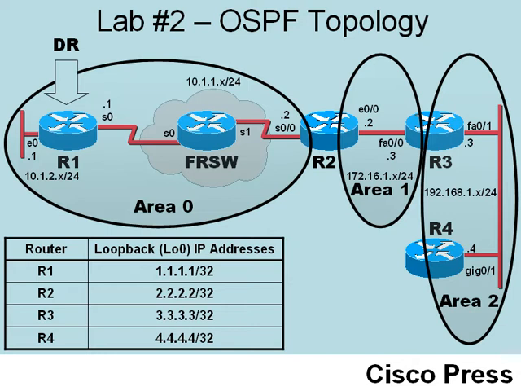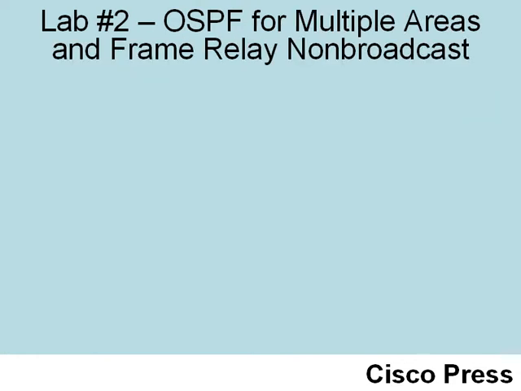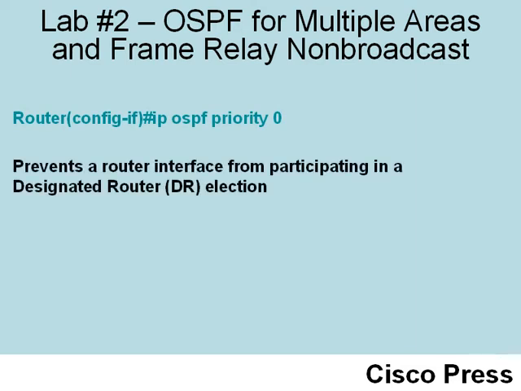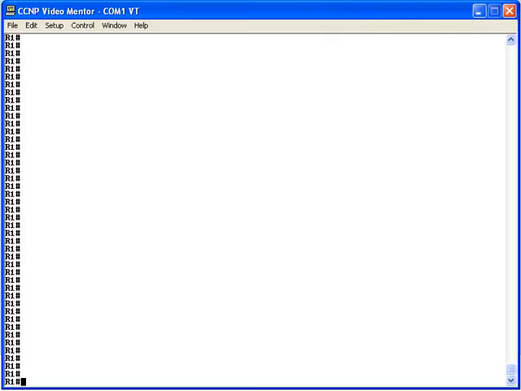The way we can do this is by going into the serial 0/0 interface of router R2 and specifying that interface's OSPF priority is 0. By setting the OSPF priority to 0, we are preventing that interface from participating in the DR election. The command we're going to use to accomplish this in interface configuration mode is IP OSPF priority 0. That's our game plan. Let's now go out to the router interface and walk through the configuration together.